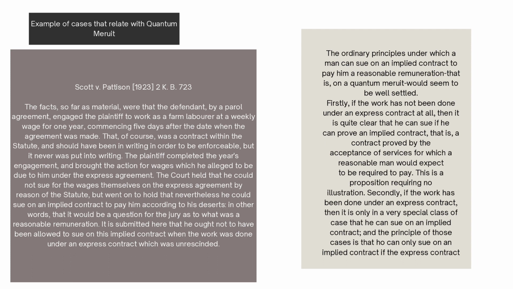It is submitted that he ought not to have been allowed to sue on this implied contract when the work was done under an express contract which was unenforceable. The ordinary principle under which a man can sue on an implied contract to pay him a reasonable remuneration, that is, on a quantum meruit, seems to be well settled. Firstly, if the work has not been done under an express contract at all, then it is quite clear that he can sue if he can prove an implied contract. That is, a contract proved by the acceptance of services for which a reasonable man would expect to be required to pay. This is a proposition requiring no illustration.